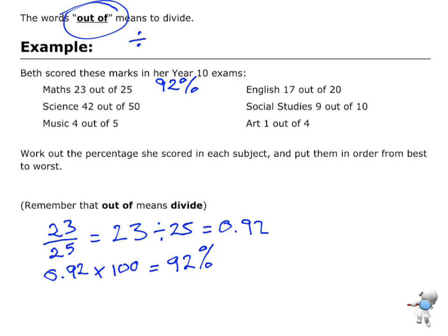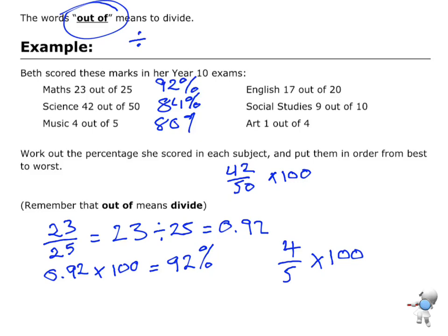Let's now have a look at science. She got 42 out of 50, and I want to multiply that by 100. So put that into my calculator, and I will get 84%. Music, she got a score of 4 out of 5, and I need to turn that into a percentage, so multiply that by 100, and that's going to give me 80%.